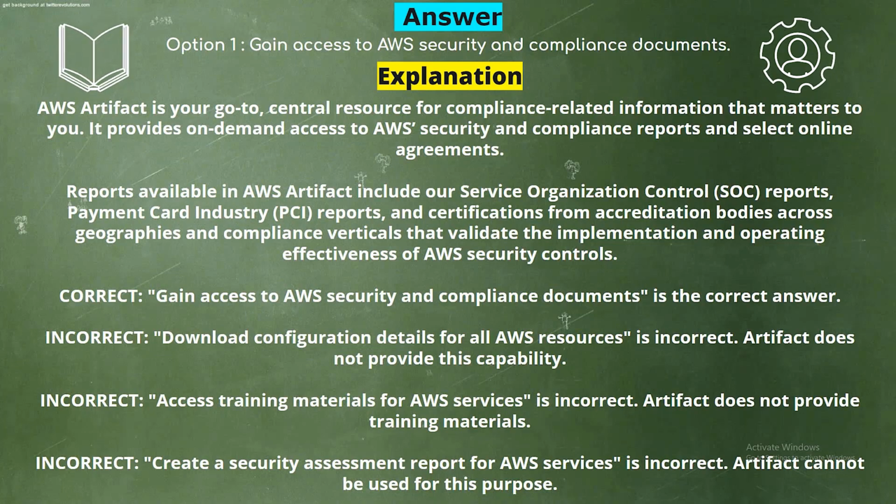Correct. Gain access to AWS security and compliance documents is the correct answer. Incorrect. Download configuration details for all AWS resources is incorrect. Artifact does not provide this capability. Incorrect. Access training materials for AWS services is incorrect. Artifact does not provide training materials. Incorrect. Create a security assessment report for AWS services is incorrect. Artifact cannot be used for this purpose.